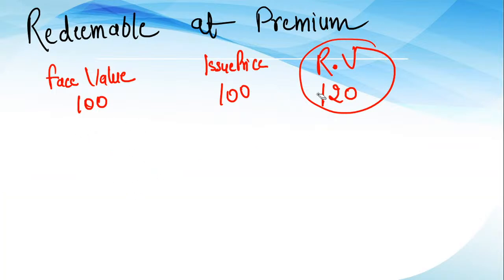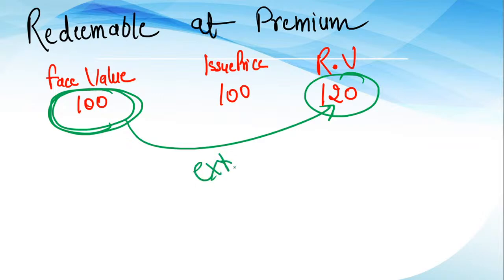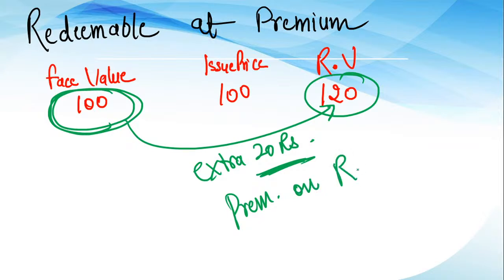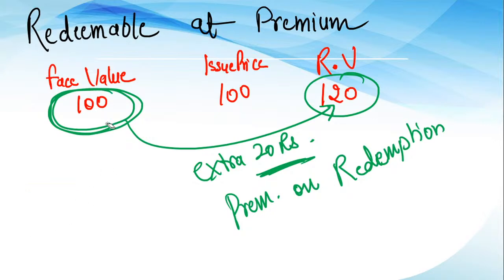So, the debenture face value is 100 rupees. And in return of 100, you have to pay 120. 100 रुपए के डिबेंचर के बदले में हमें कितना पैसा देना पड़ रहा है? 120 रुपए. So we have to pay extra 20 rupees. And this 20 rupees is premium on redemption. Now, what will be the treatment of this premium on redemption?